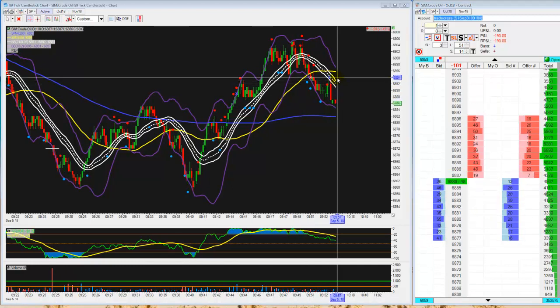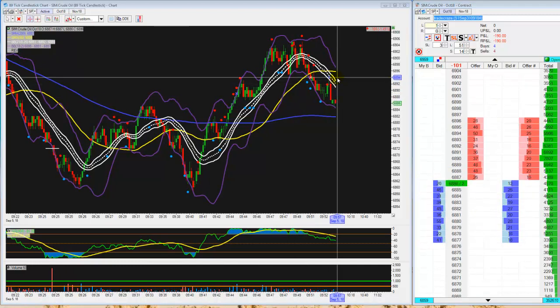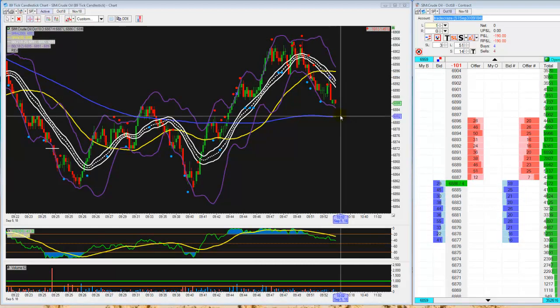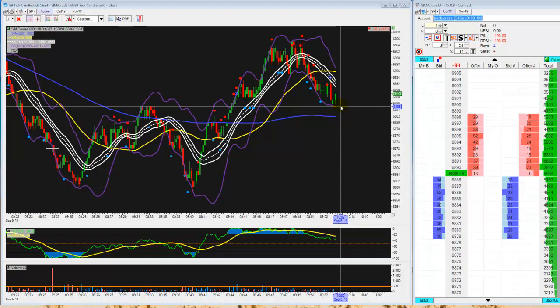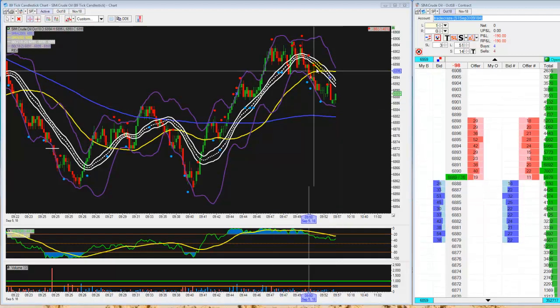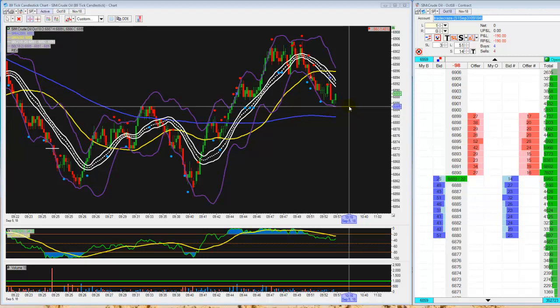All right, probably a little too close there. 94 was the retracement, and then it was back down again. Used a fake out to get involved in that one.